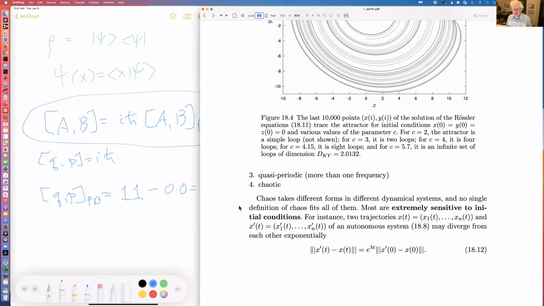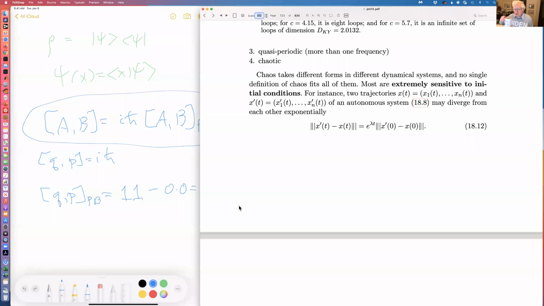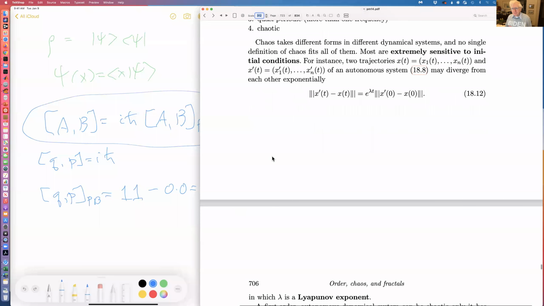And chaos takes different forms in different dynamical systems. So there's no uniform definition of chaos. One definition is that two trajectories will diverge exponentially in time. So if they start out with a certain norm difference, then, by the way, I do not know why I have three vertical lines here. So let me ask myself that.